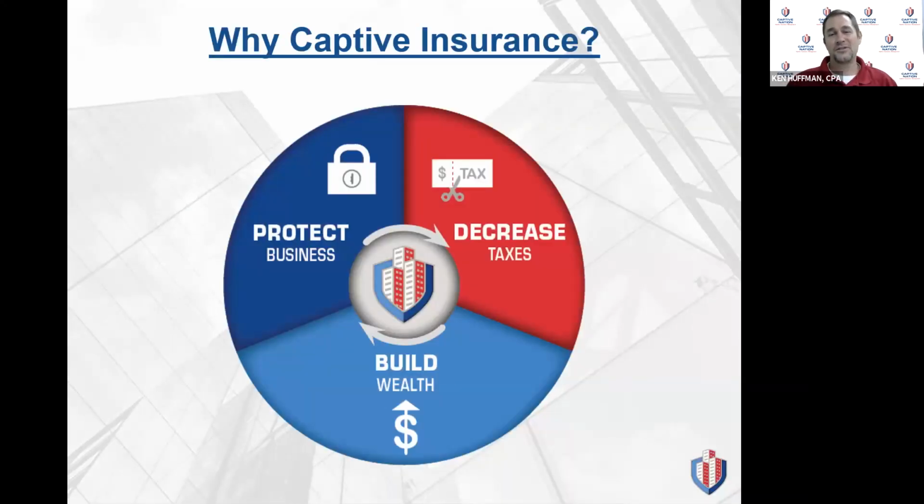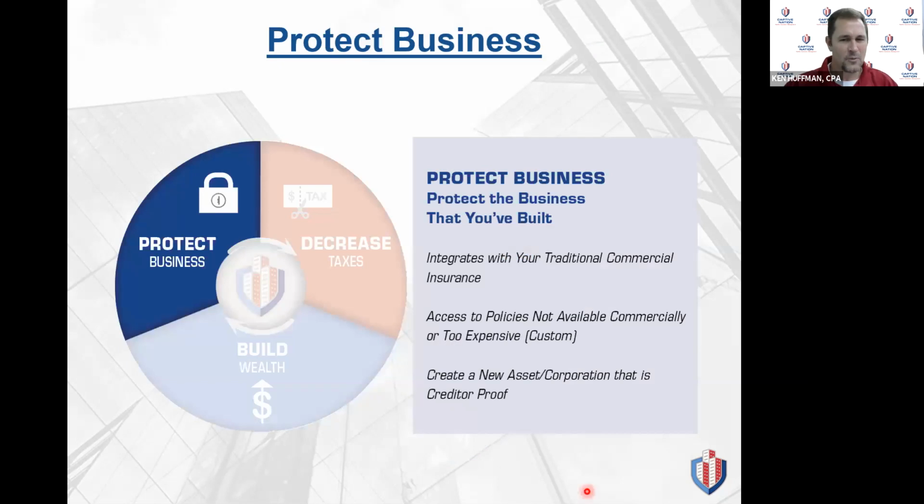Why do captive insurance? It does three things. It's going to protect your business, decrease taxes, and build wealth. Now, when we talk about protecting your business, you're not going to replace all your commercial insurance. You're not dropping that. This integrates with the traditional commercial insurance, oftentimes lowering the cost of it. Now, you're going to have access to policies that are not available commercially. Right now there's things that your commercial insurance doesn't even offer, but within a captive insurance company, you can get coverage for that.